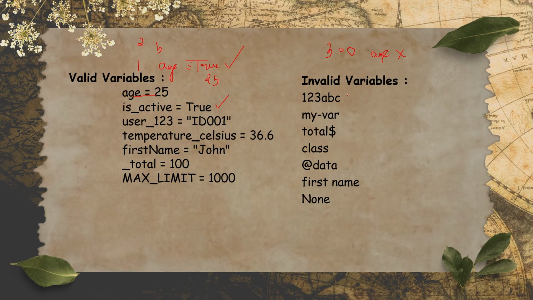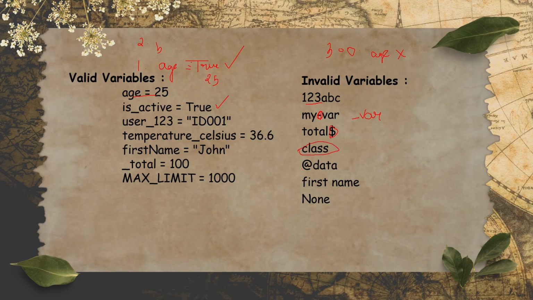Coming to invalid variables, this is an invalid variable because it starts with a digit, since we cannot start a variable name with digits. And the second one is invalid because it has a special character. Except underscore, we don't have any special characters in Python. All the special characters are discarded for variables in Python. And dollar is not allowed to be used in a variable. And class is a keyword, so keywords cannot be used.